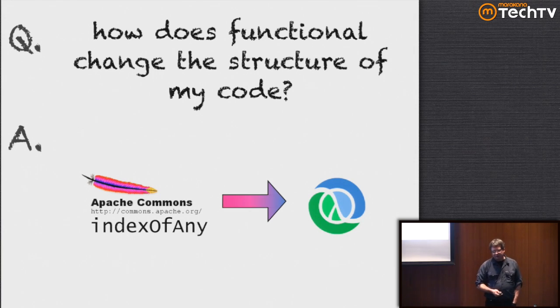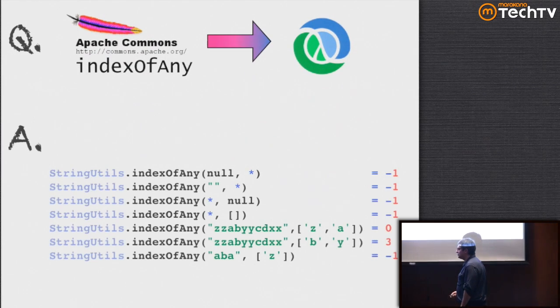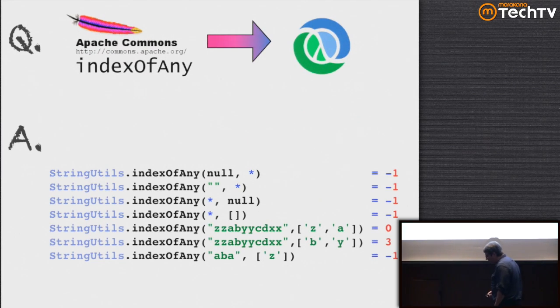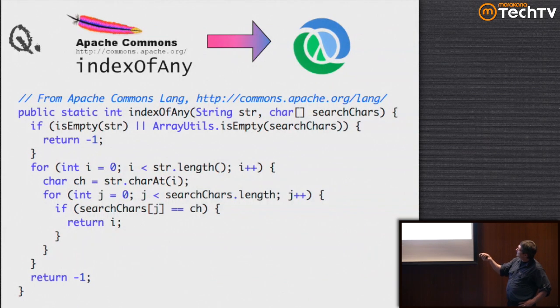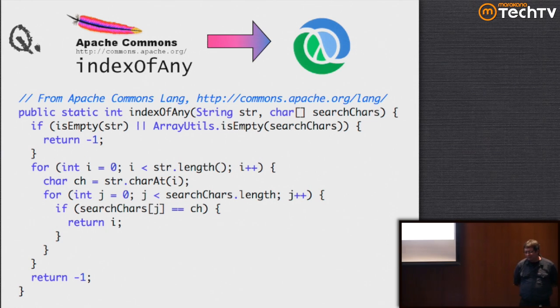This will also change the structure of your code. So I want to do another one of these transformation exercises, and this one's actually a little more sophisticated. This is Apache Commons indexOfAny. What this is supposed to do is you give it a string and some characters, and it will tell you the beginning index of where those characters start. For example, here, B and Y: it looks like B is in the third position, so that's the first one of the two that show up. It's in the third position, so that's what this is supposed to do. And here's the implementation for it.